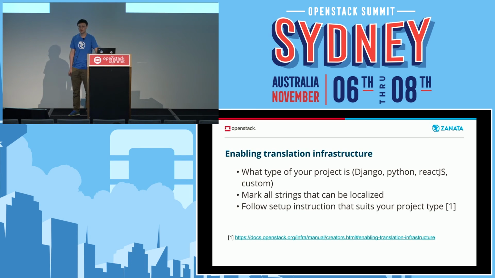So if you have a software project and you want to enable localization or internationalization, the link has very good documentation for how to do that. In a nutshell, first off, you need to decide what type your project is, whether it's Django or Python or React.js or any custom project. That determines what type of files you need to be pushing to Zanata and how you can do that. You need to find a way to mark what strings can be translated. Based on your project type, there are instructions on how to do that. Once you follow the instructions, you should be good to go. There are a lot of scripts to help with that as well.